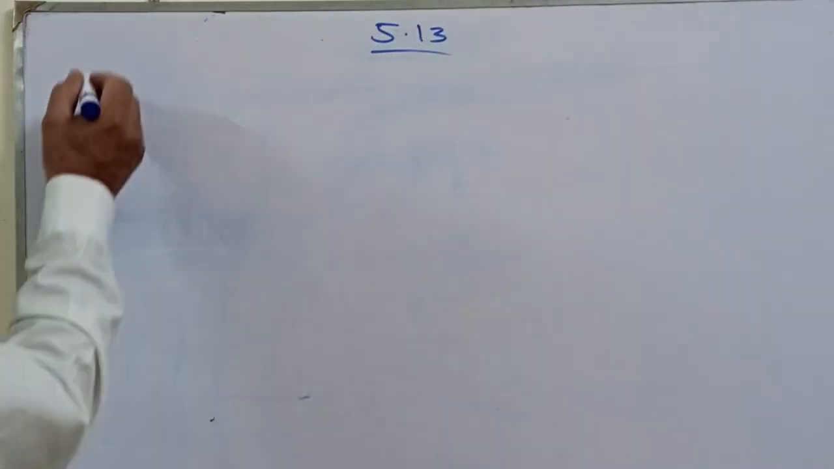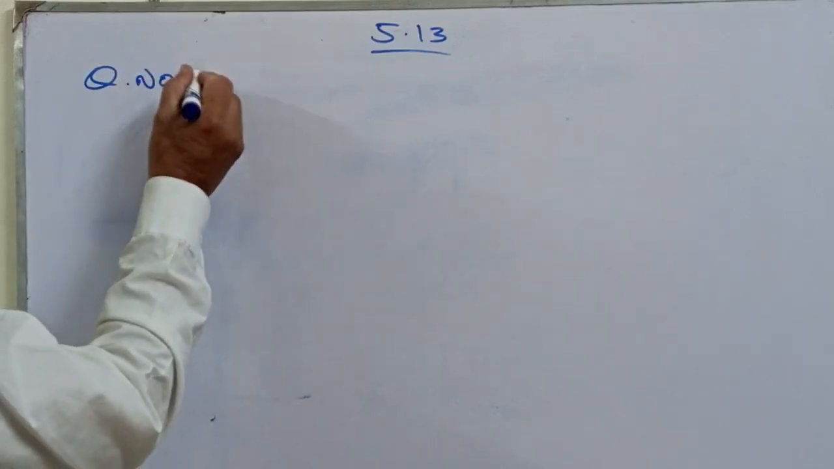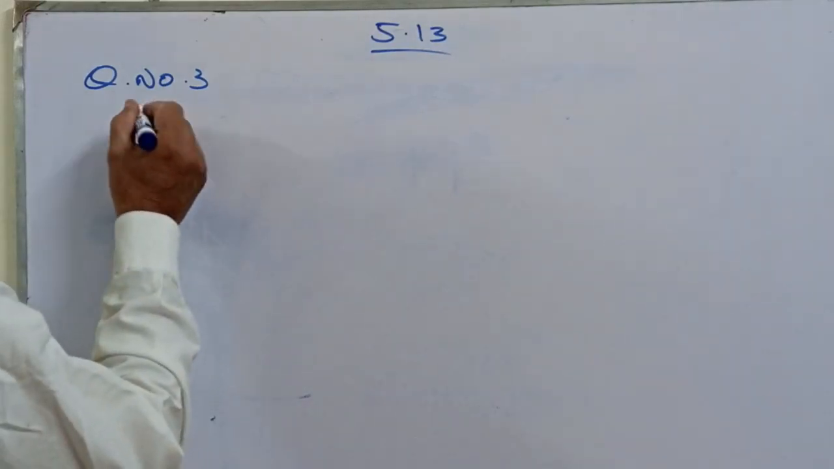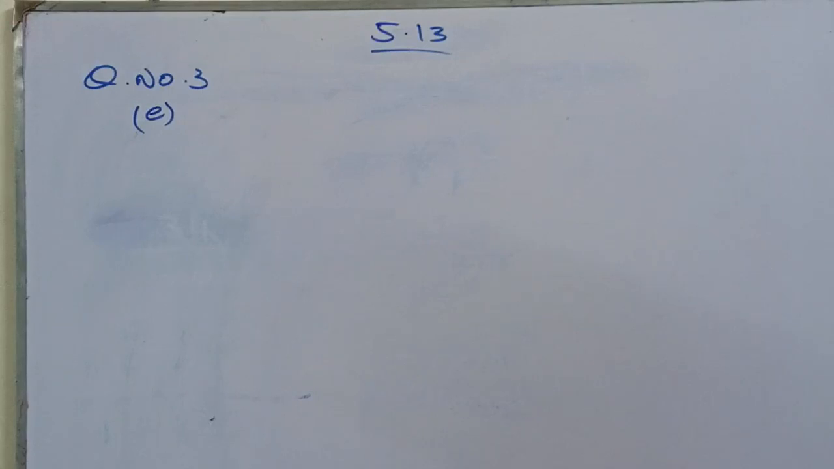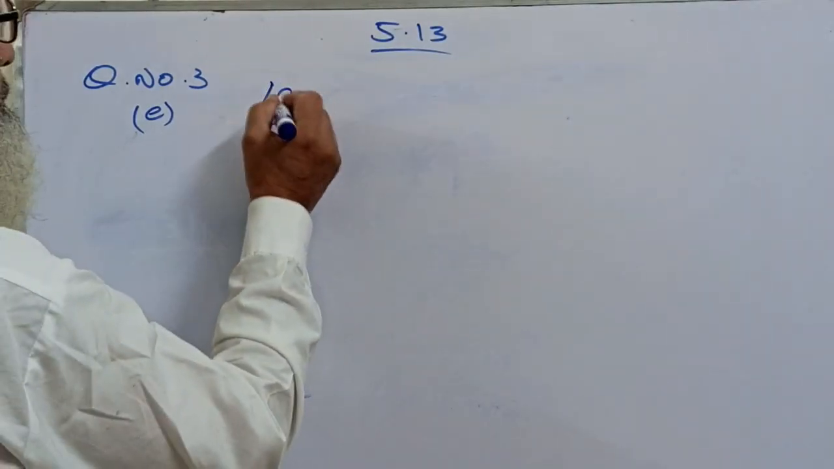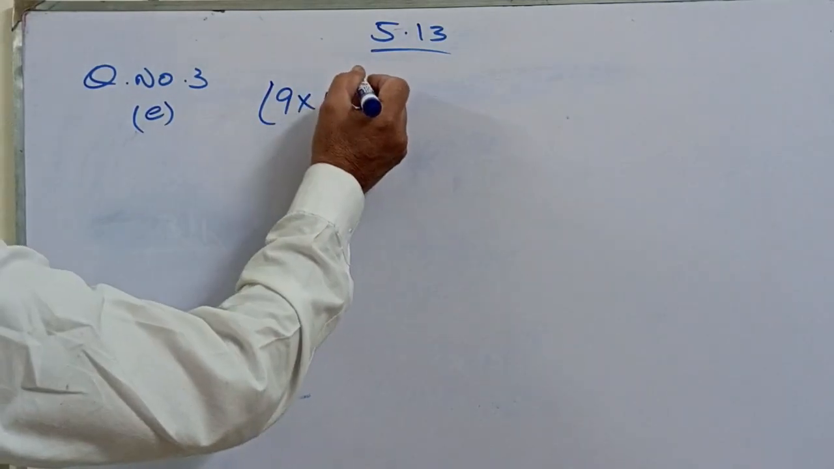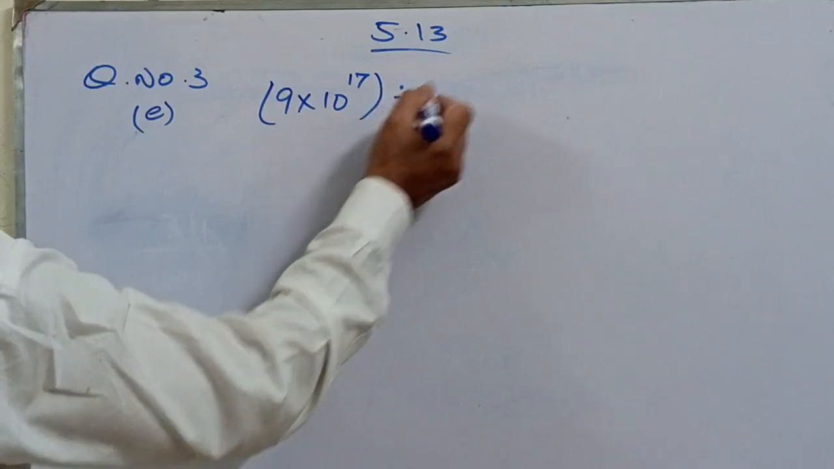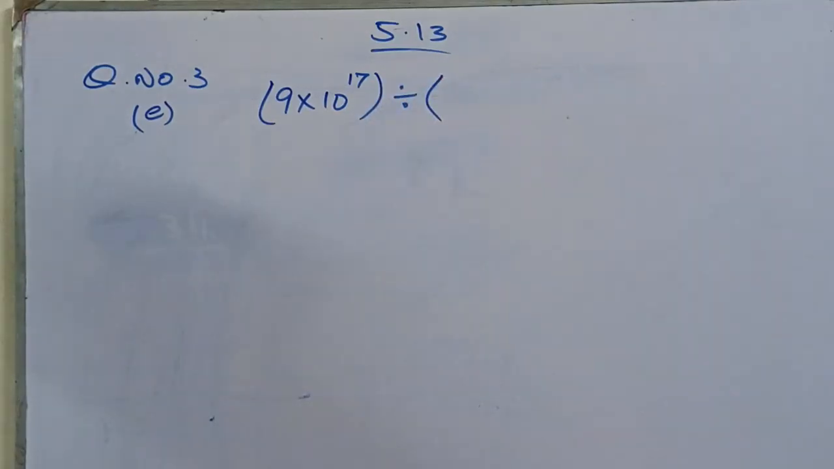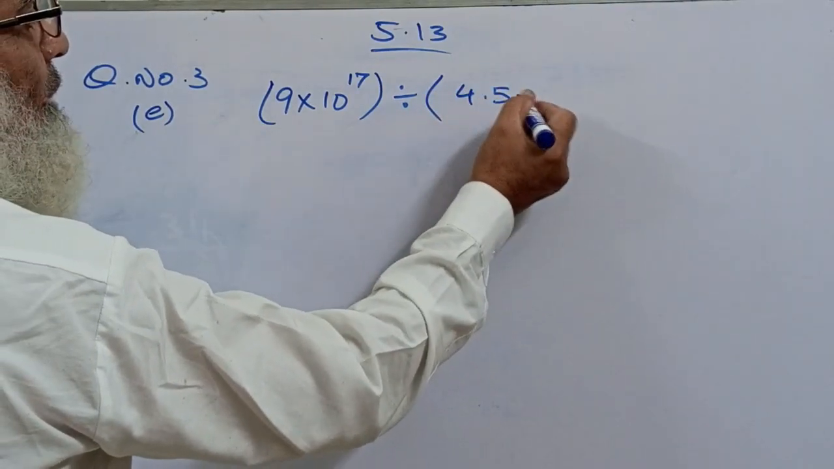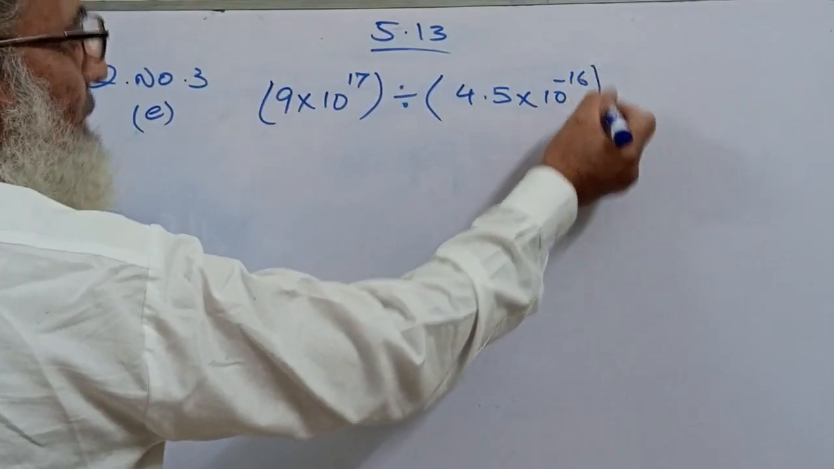Well, my dear students, let me start now the next part of the same question, and that is question number 3, part E. I have already covered up to part D. What does it say? It says 9 into 10 raised to power 17, which is divided by 4.5 into 10 raised to power minus 16.